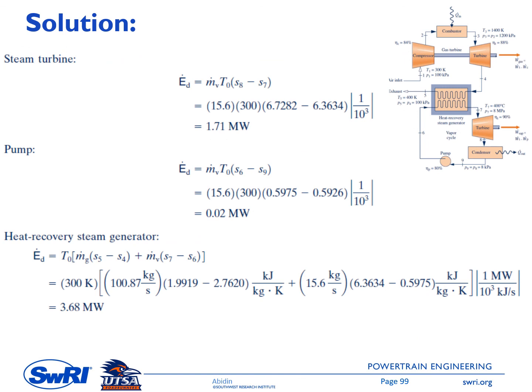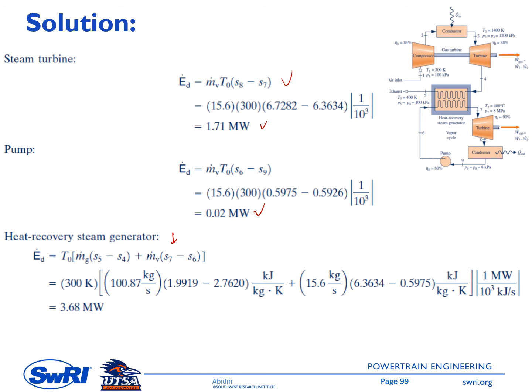The next one is the rate of exergy destruction inside the steam turbine, and then inside the pump, 0.02 megawatt. Not the last one, though. We still have the rate of exergy destruction inside the heat recovery steam generator.